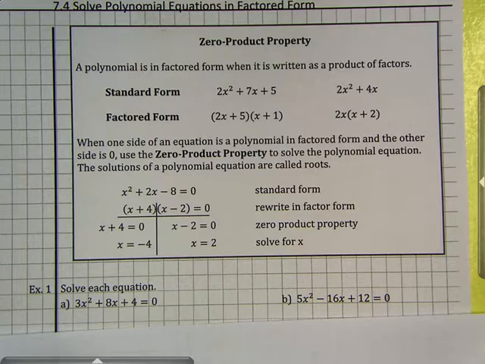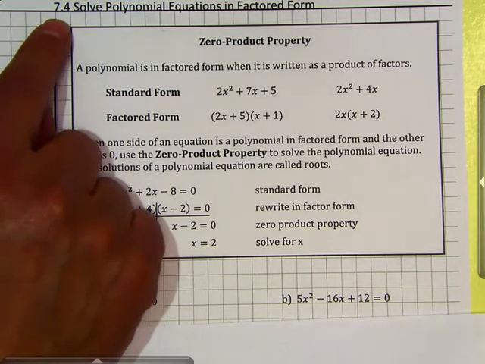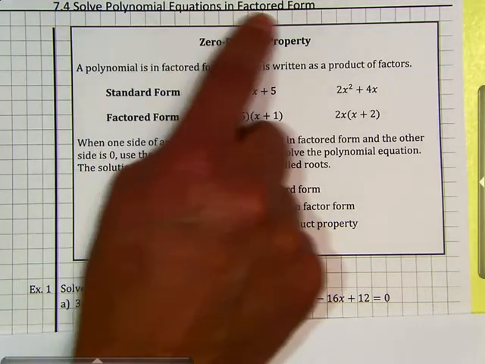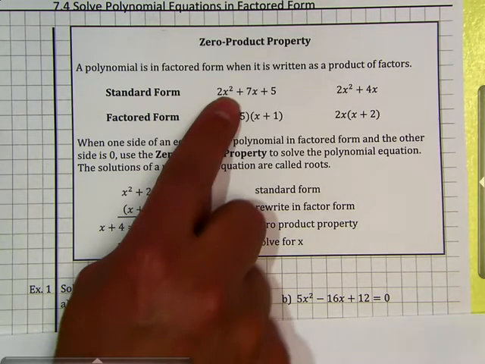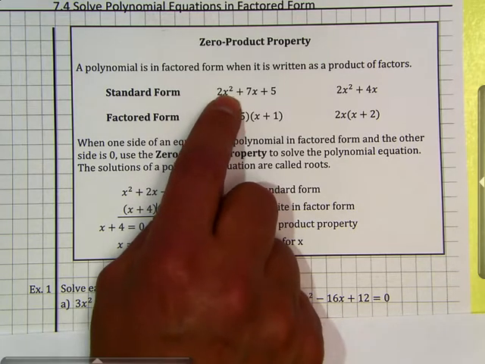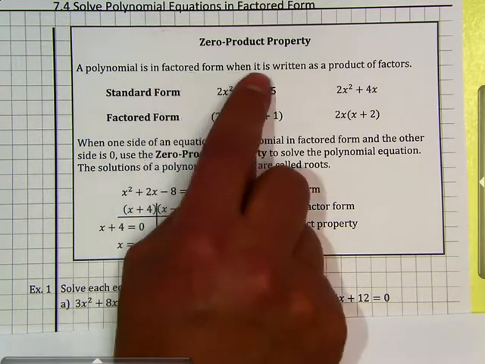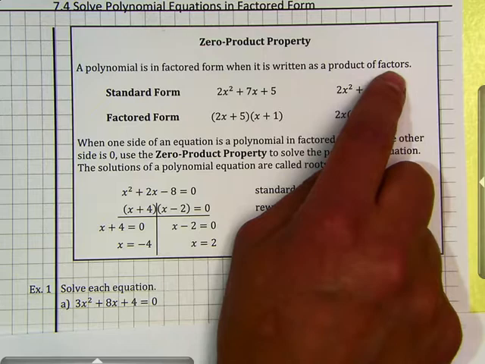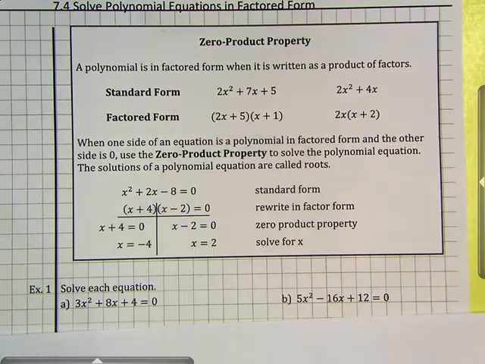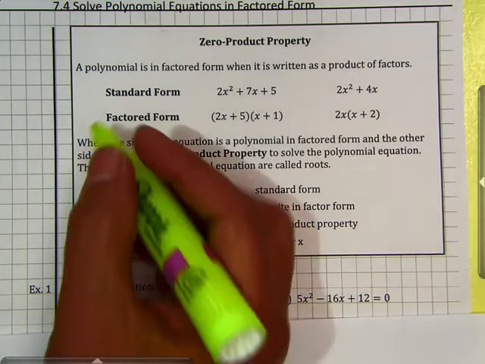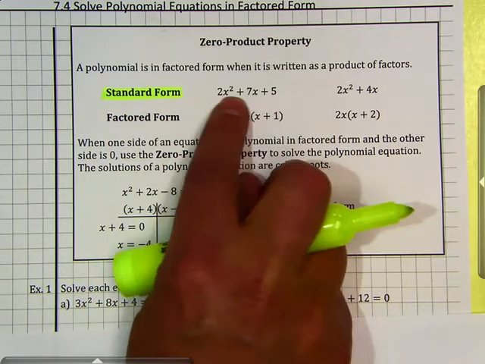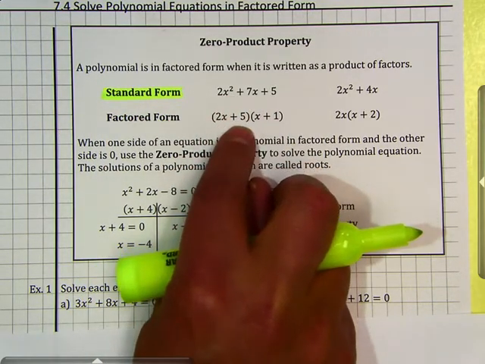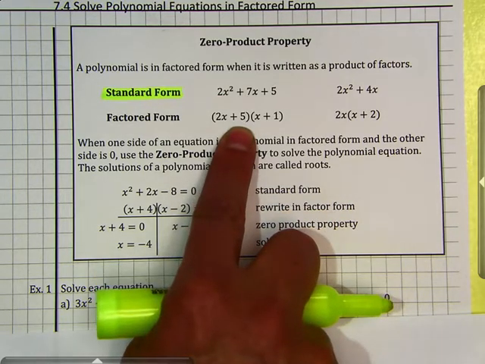Excellent. So today we are going to cover section 7.4, solve polynomial equations in factor form. Most of the equations that we're going to solve are mostly quadratics. That is, we're going to have an x squared. A polynomial is in factor form when it's written as a product of factors. So we've already worked on factoring, and we usually start with standard form when we have a trinomial, and we factor it. Therefore, that's factor form.